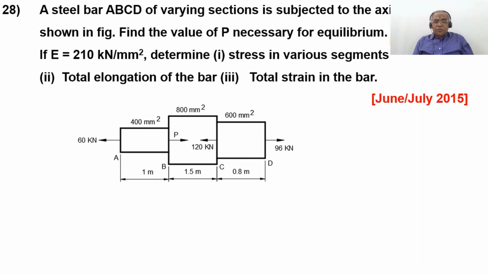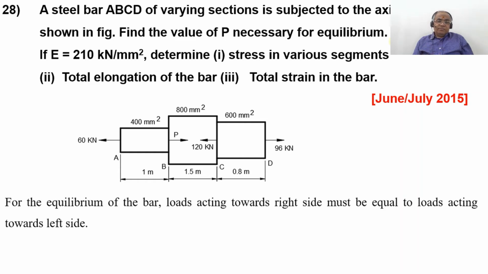So first we are going to find the equilibrium condition, because we need to find the value of P necessary for equilibrium. Since the condition says it is the equilibrium condition of the bar, what does it mean? The load acting toward the right side must be equal to the load acting toward the left side. So the load acting toward the right side in this entire bar will be P and 96. So P plus 96 is equal to 60 plus 120. On simplification, the P value will be equal to 84 kilonewton.